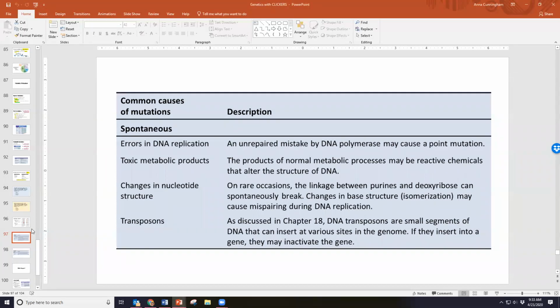Interestingly, we're not sure if retroviruses like HIV either evolved from transposons or transposons are a remnant of the fact that we evolved from retroviruses. Something to think about, something to chew on.